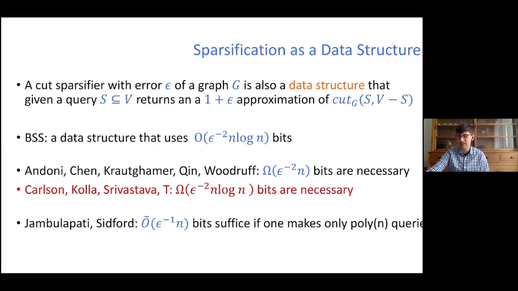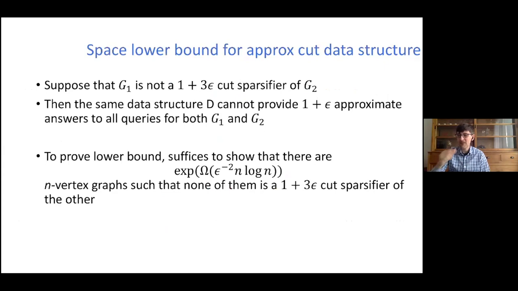Okay. So how do we go about proving this result? Basically, it's a counting argument. Let's just think about any two graphs that are not good sparsifiers of each other, such that there is a cut that cuts a noticeably different number of edges in G1 and G2. Then you cannot have the same data structure work for both graphs, because if you ask the data structure about that cut, it cannot be simultaneously a good approximation for both G1 and G2.